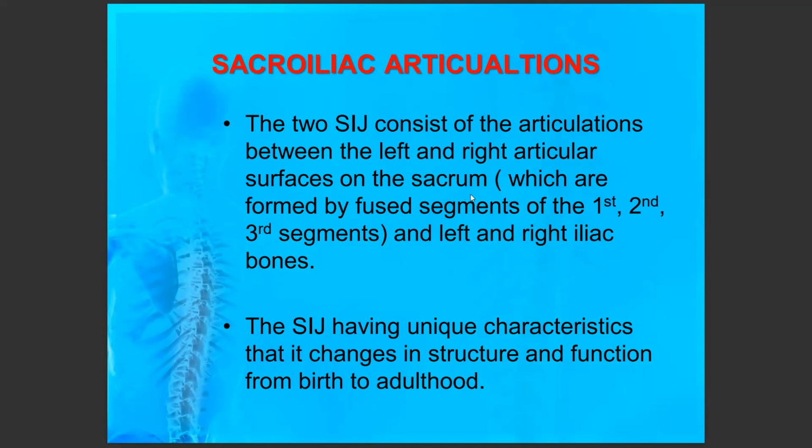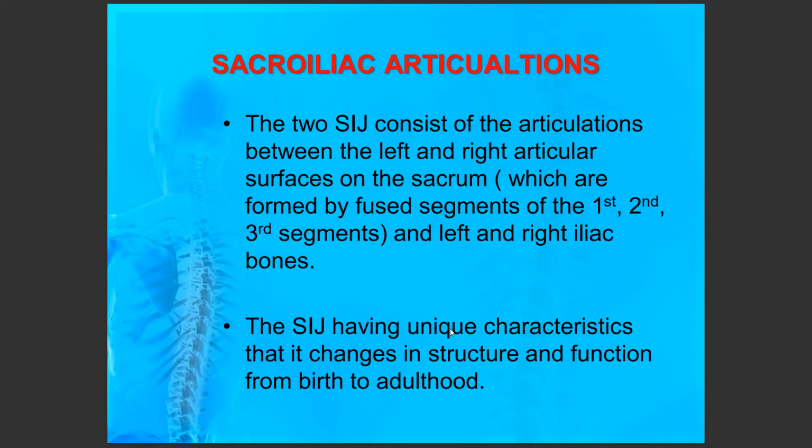And these articular surfaces are made of the first, second, and third segments. So it means the last two, the distal segments, the fourth and fifth, make no contribution to the articular surface of the sacrum in the SI joint. And on the lateral side, the left and right iliac bones make the articular surfaces.